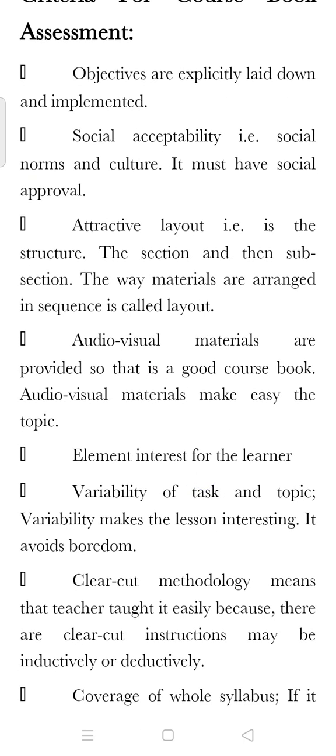Social acceptability, and you should also know that the course book must be socially accepted, like there should be a social approval, social norms and culture. It must have social approval. What do you mean by social approval or social acceptability? Social acceptability means that the society accepts whatever you have put down in the course book. So it should fulfill the criteria of social acceptability that a course book must have.